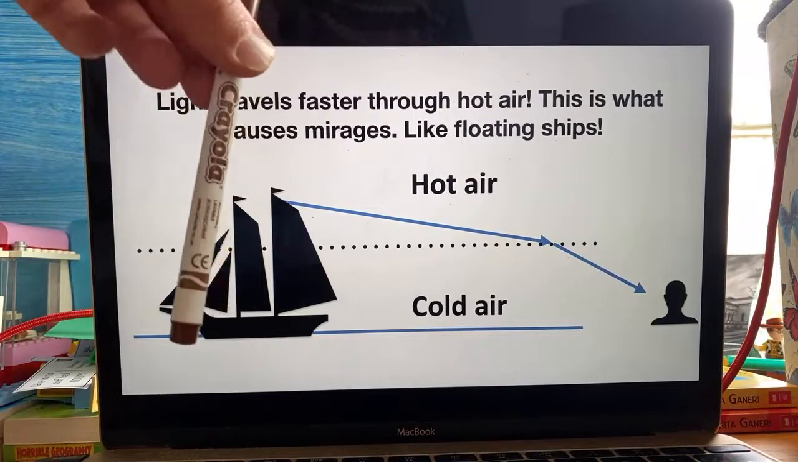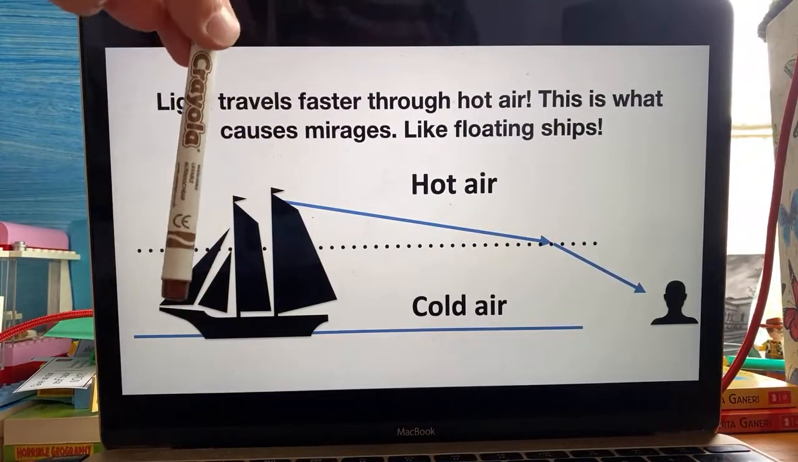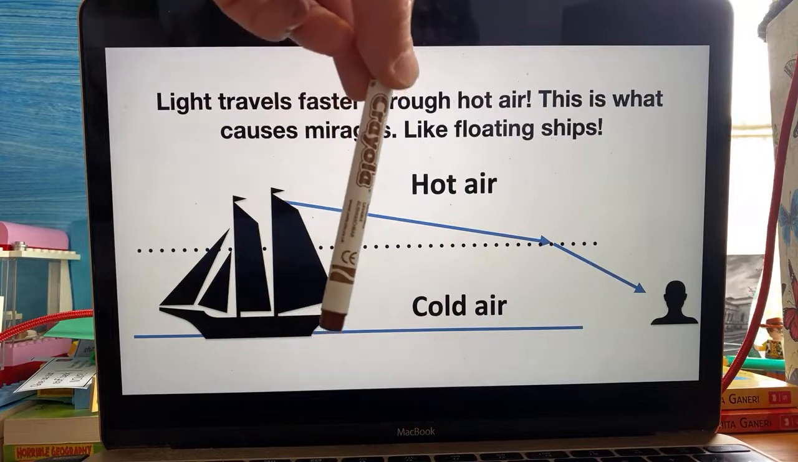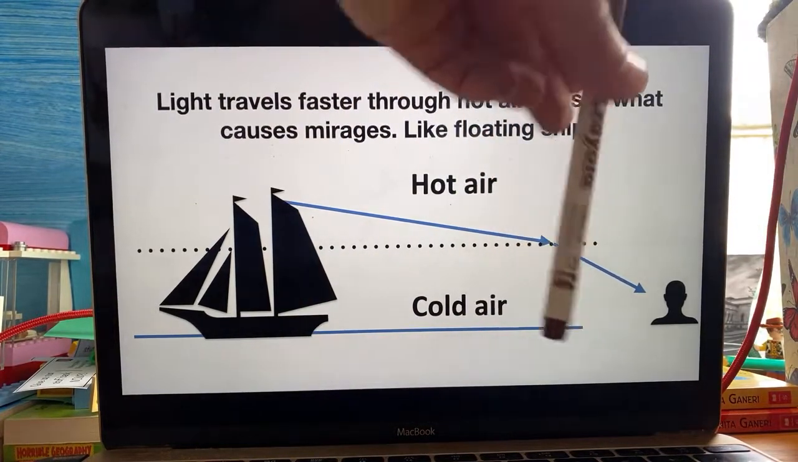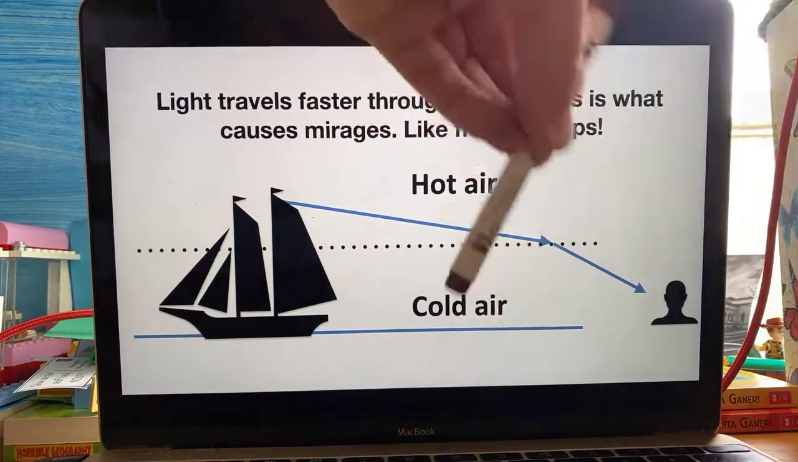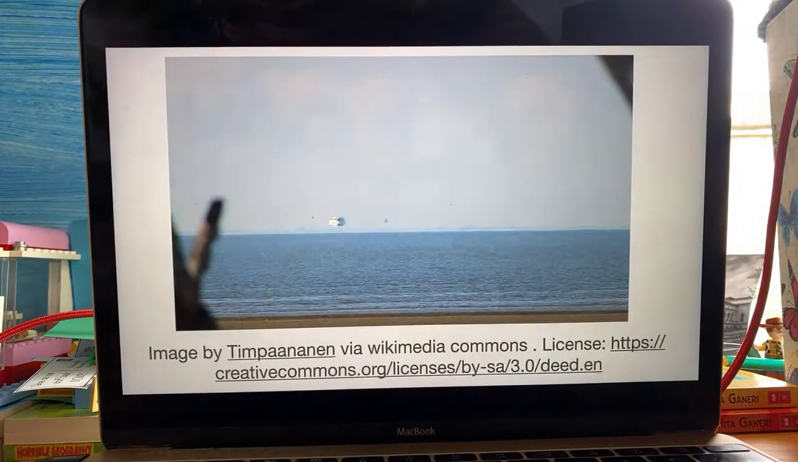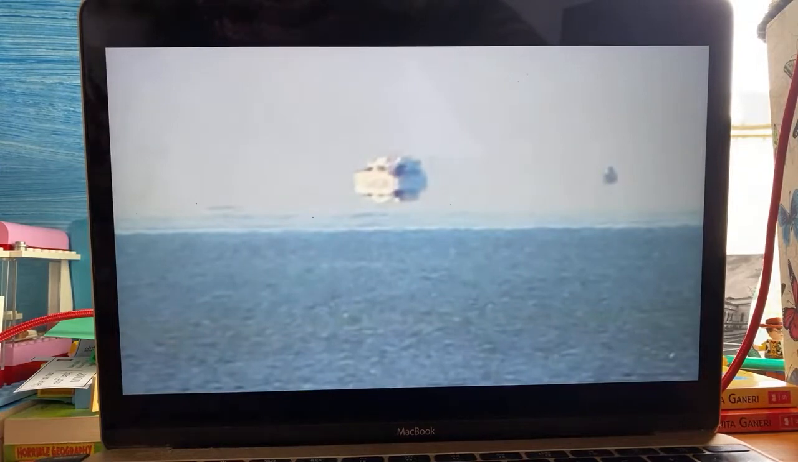If we say that the pen is a wave, a light wave, it travels through hot air nice and fast. The bottom of the pen, or a light wave, hits the cold air, so slows down, but the top bit's still in the hot air, so it's still travelling fast, so it bends towards this person's eye. And then what happens? It sees this.